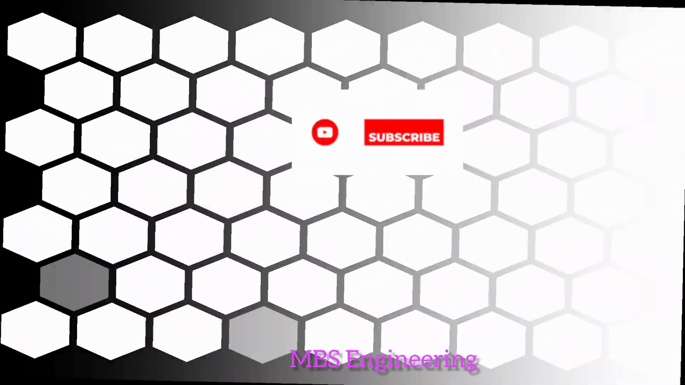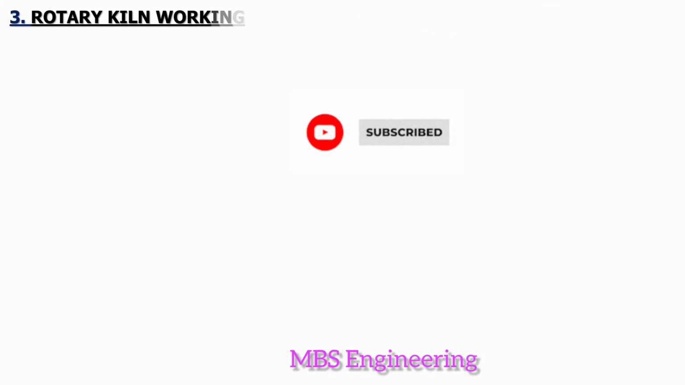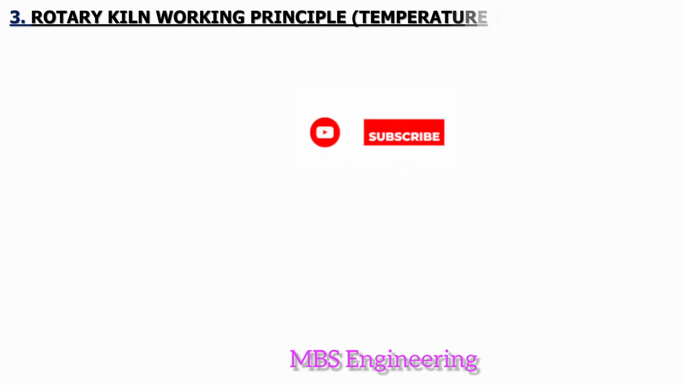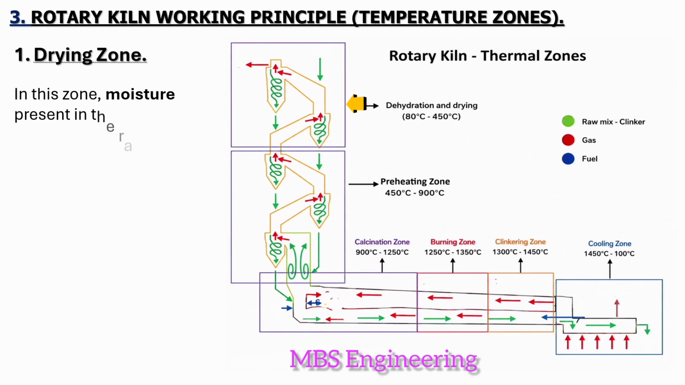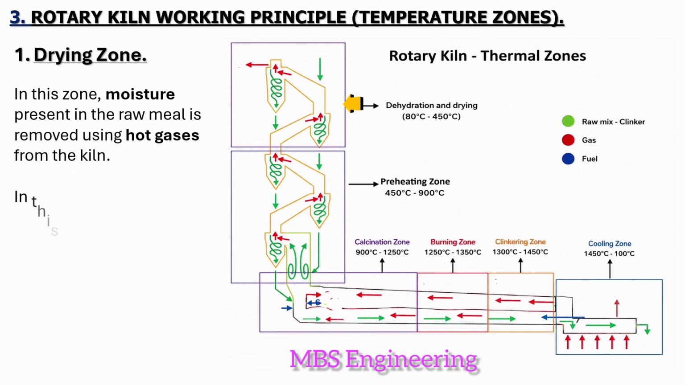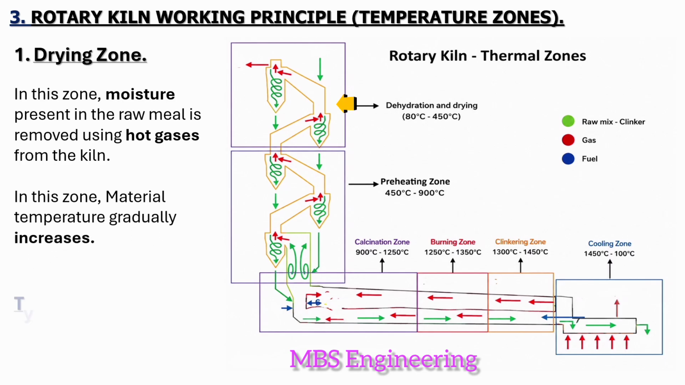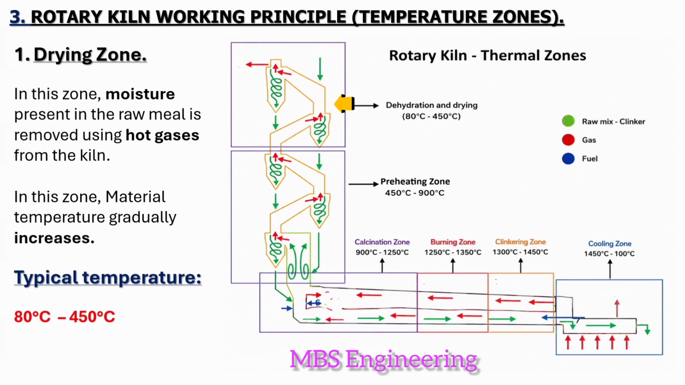Next, we will learn and understand the rotary kiln working principle and learn about different temperature zones. Next, we will learn and understand the first temperature zone as drying zone. In this zone, moisture present in the raw meal is removed using hot gases from the kiln. In this zone, material temperature gradually increases. In this zone, temperature in the range of 80 degrees Celsius to 450 degrees Celsius.